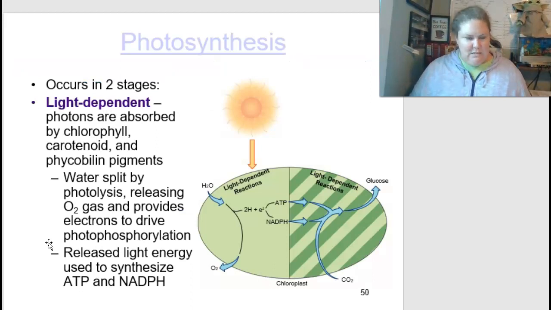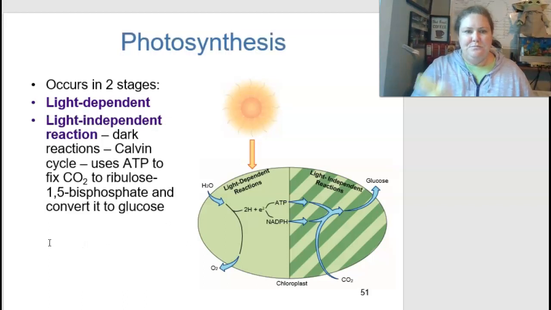So what is photosynthesis? Well, this is figure 8.27 in your book, and it occurs in 2 stages. We have light dependent, where the photons are absorbed by chlorophyll, carotenoids, and the phycobilin pigments. This is when water is split by photolysis, releasing oxygen gas, and that provides the electrons to drive the photophosphorylation. This released light energy is used to synthesize ATP as well as NADPH.